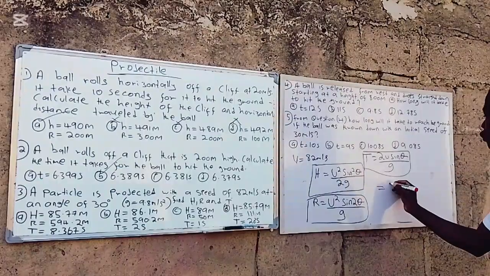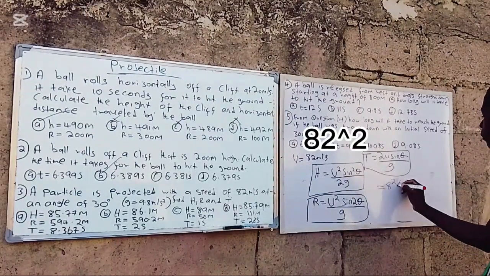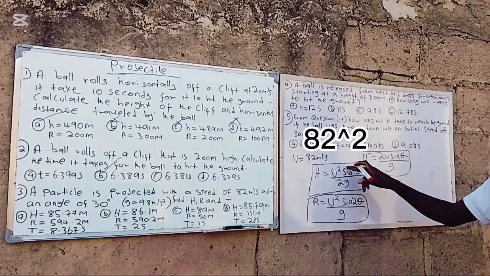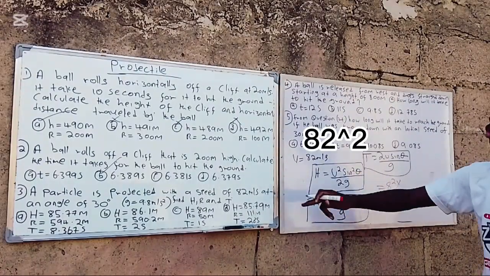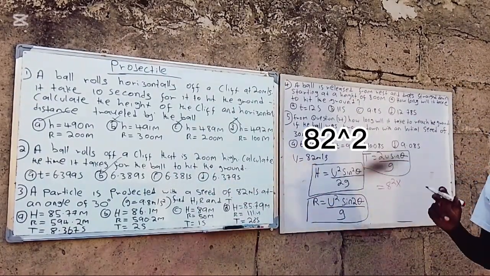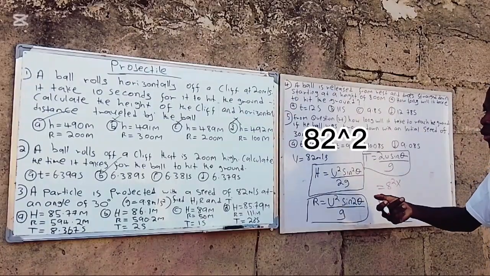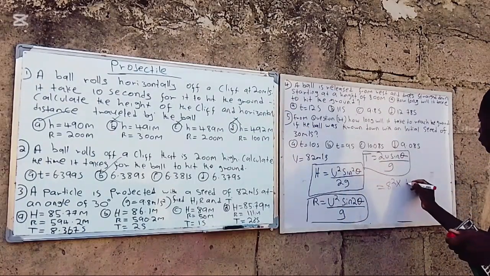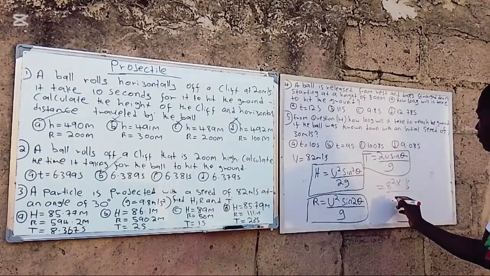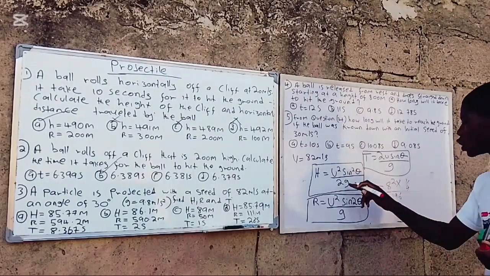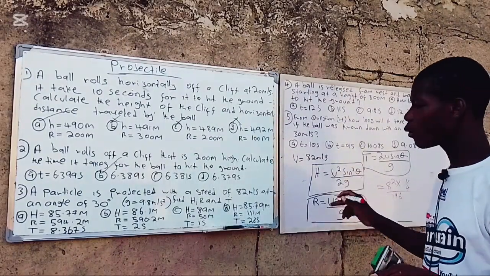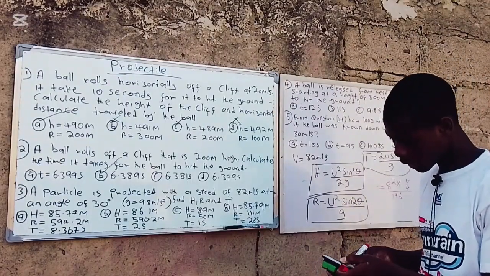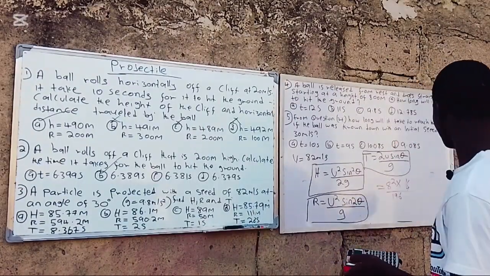Height, I have 82 squared multiplied by sine squared. You have to take note: if you say sine 30, because we have 30 degrees as our angle, it gives you 1 over 2, so you have to square it. Therefore it will now be 1 over 4 divided by 2 multiplied by 9.8, which gives you 19.6.